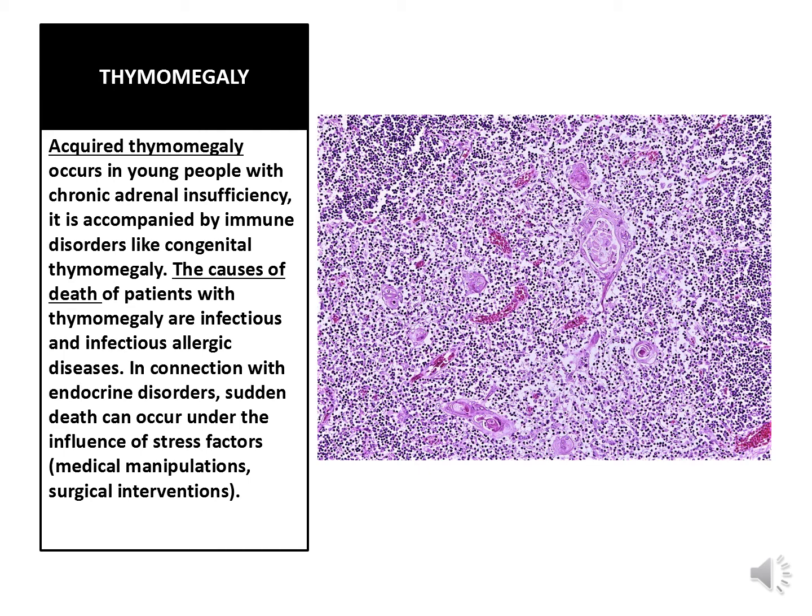Acquired thymomegaly occurs in young people with chronic adrenal insufficiency and is accompanied by immune disorders like congenital thymomegaly. The causes of death of patients with thymomegaly are infections and infectious allergic diseases. In connection with endocrine disorders, sudden death can occur under the influence of stress factors like medical manipulations and surgical interventions.